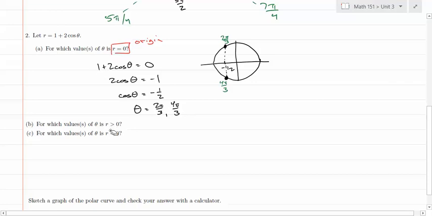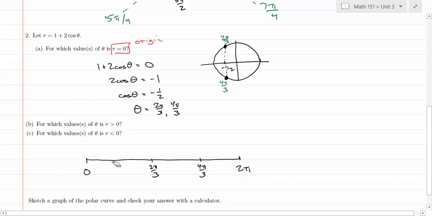That means that for other theta values, r is either positive or negative. To figure out which one is which, we could make a little number line here. Let's put 0 and 2 pi at the extremes because we know those are the extremes for theta. Then 2 pi over 3 would be somewhere like here, and 4 pi over 3 somewhere here on the number line. At these 2 points r is 0, so we've got 3 intervals where r is either positive or negative. We just have to test them out.